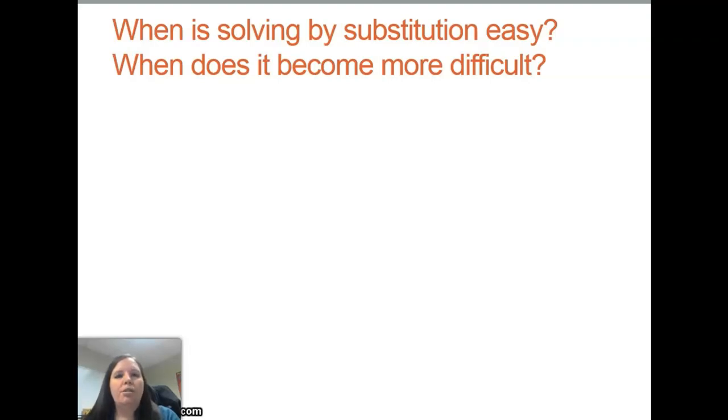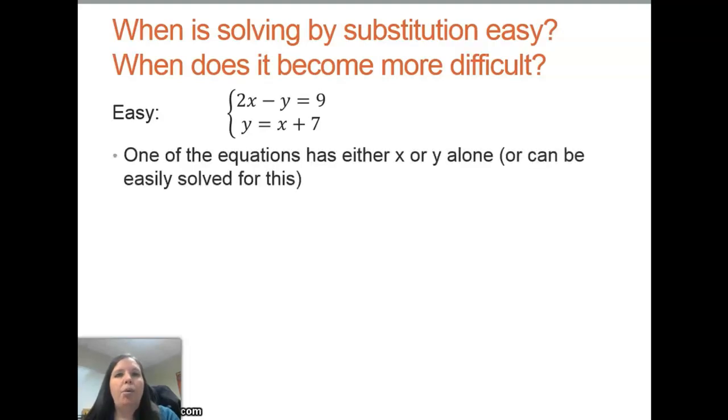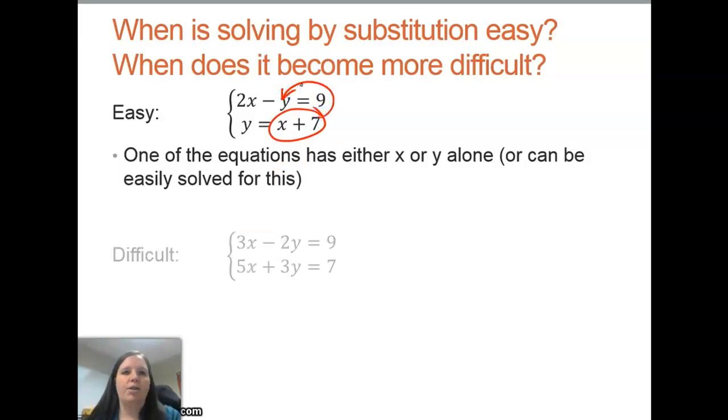But when is solving by substitution easy? This is what we went over in class. This is a problem that would be easier to solve using substitution. So why is that easy? Because one of the equations already has a variable isolated, so either x or y, or could be easily solved for. Here we see y is alone, so it would be easy to just substitute x plus 7 into the first equation.